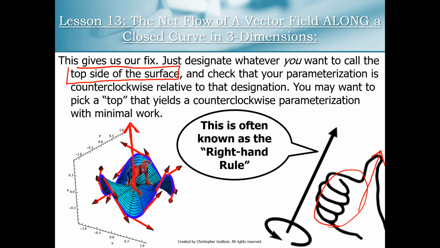Sometimes students will overgeneralize the right-hand rule. The right-hand rule doesn't do any computations for you. The right-hand rule doesn't tell you the net flow of a vector field along a closed curve in three-dimensional space. All the right-hand rule is doing for us is helping us to define what we're going to call counterclockwise in three-dimensional space. So your thumb travels with whatever you're calling the top, whatever normal vector you're plotting to say that's the top of the surface, and then your fingers on your right hand are telling you what direction counterclockwise is.